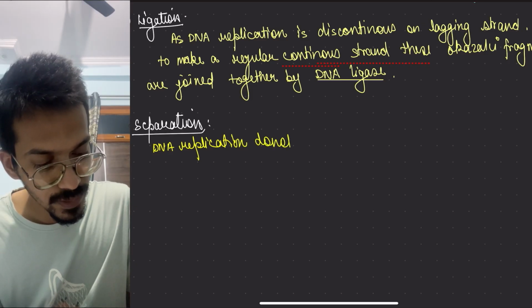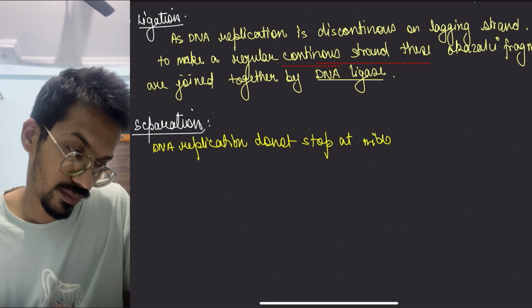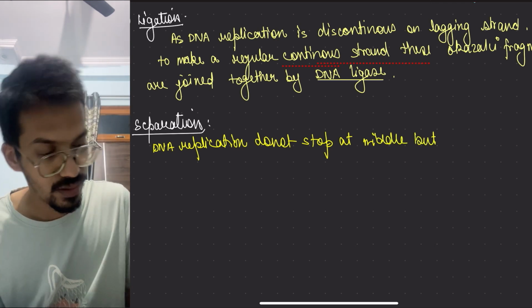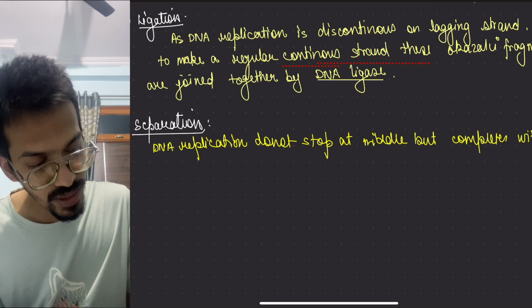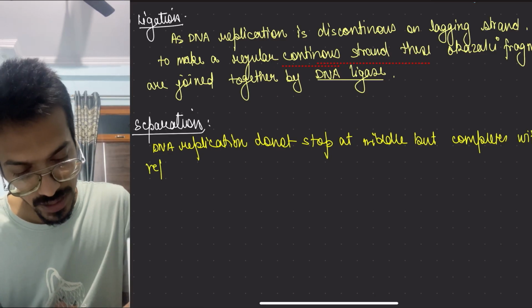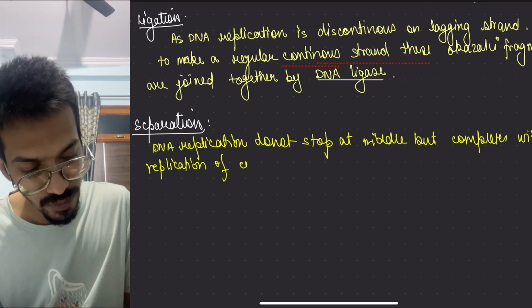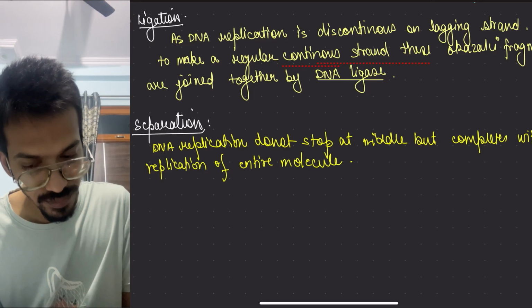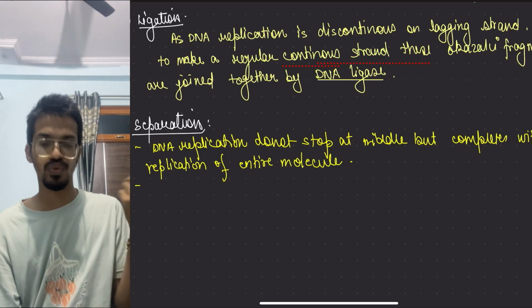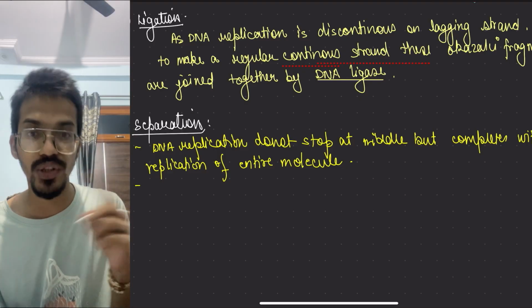Do not stop at middle, but complete with replication of the entire molecule. Once replication is over, the daughter cell will separate from one another. The molecule will also separate.